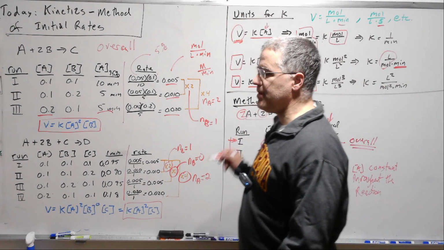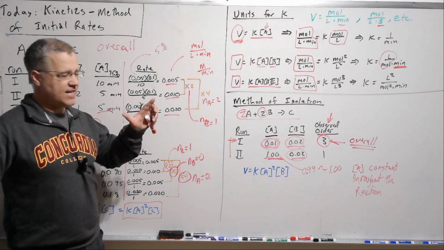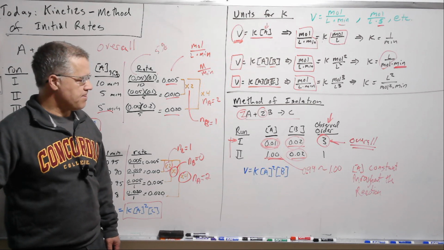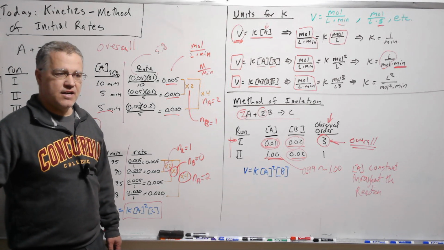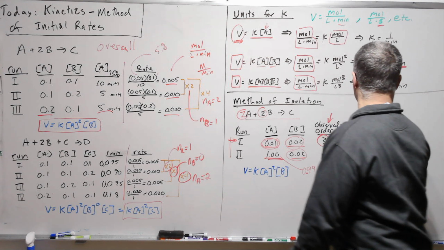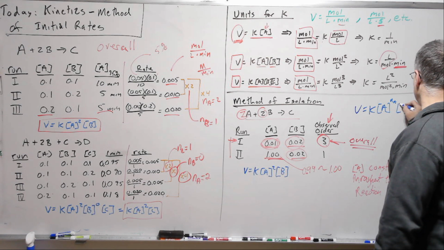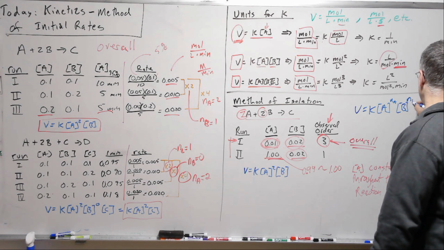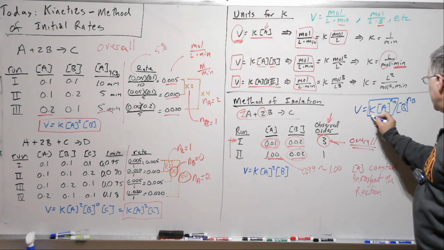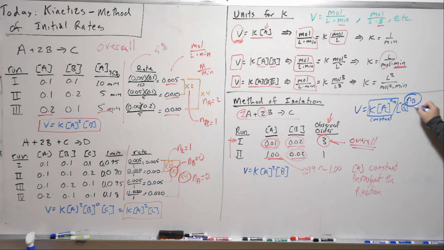And that's where the name method of isolation comes in. We're isolating the limiting reagent here because we have massive excess of the excess reagent. Its concentration is not changing appreciably across the reaction. And so then, let's look at a rate law here. This guy's constant. So this whole thing is constant. This is not constant. And so that's going to isolate B.